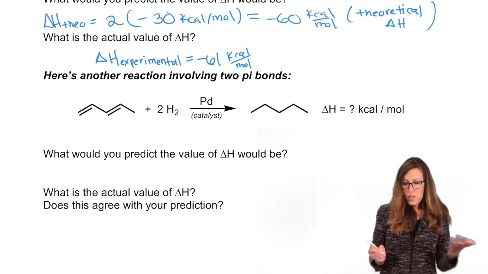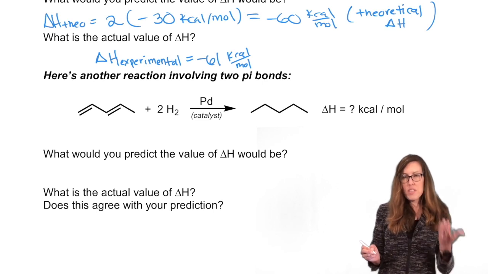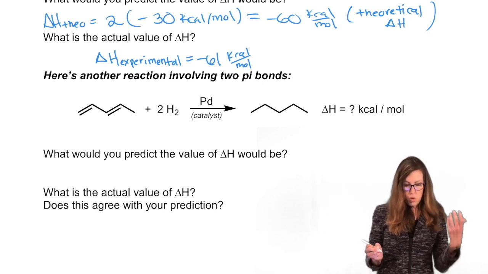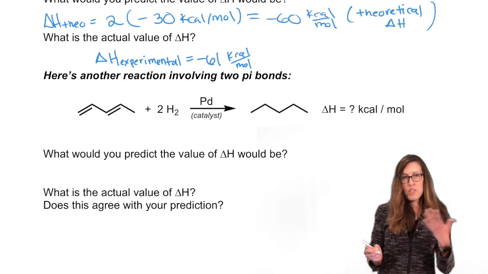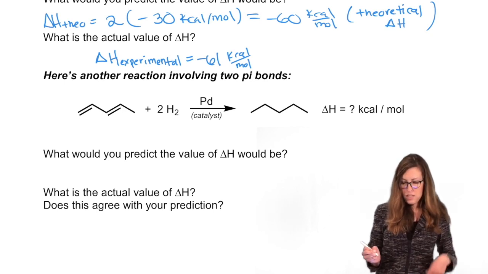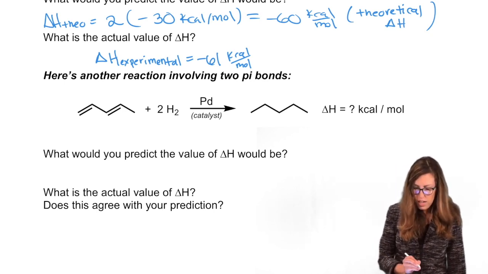So what does that mean? It was not 30, it was 60. It was double. It releases more heat, right? It released more heat because there was more to react. All right, let's try the other diene, see what's different about it.